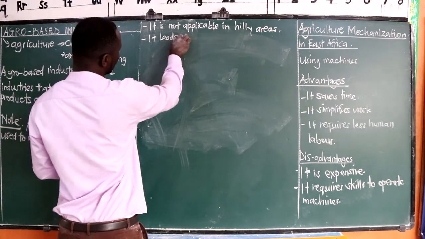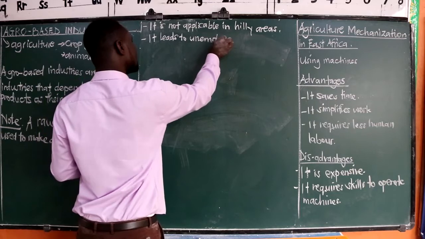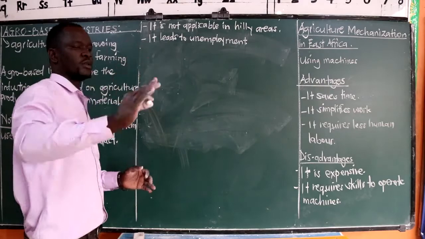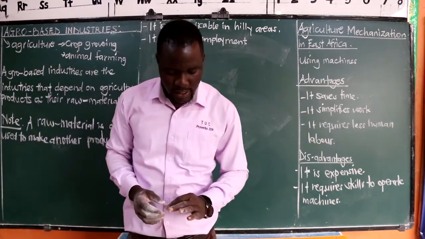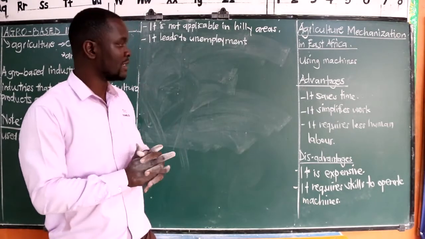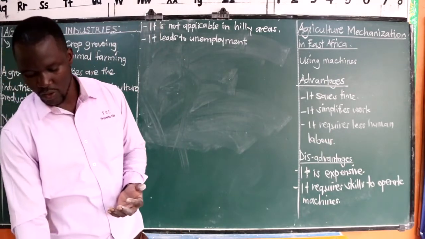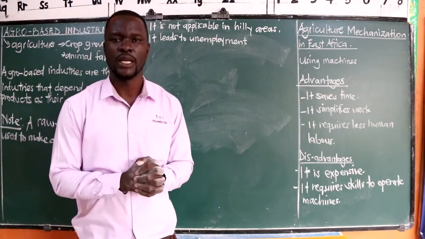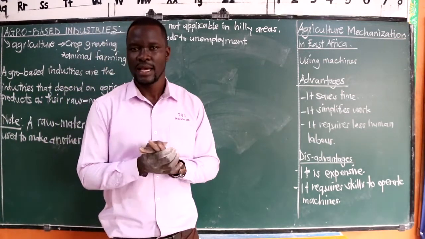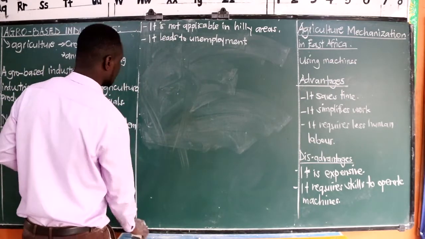It leads to unemployment. Some people will not have jobs. Only one person will have finished all the work. So for that, we have got the disadvantages of this type of farming that we call agricultural mechanization. I want us to go to page 36 and we discuss what we call irrigation farming. Irrigation farming.